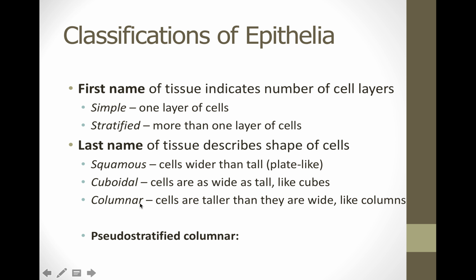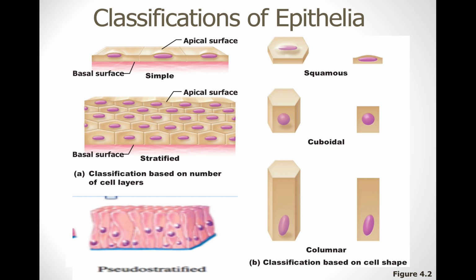We also have a type of cells called pseudostratified columnar, which basically appears to be stratified, but it's just in appearance. So in reality, pseudostratified columnar would be one layer of columnar cells that appear to have multiple layers.